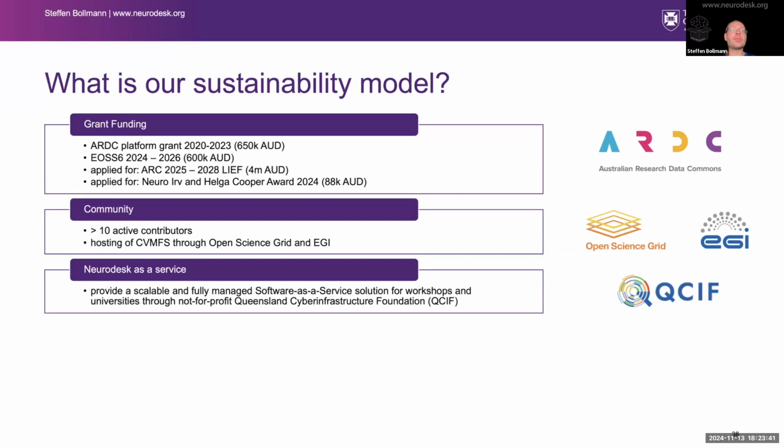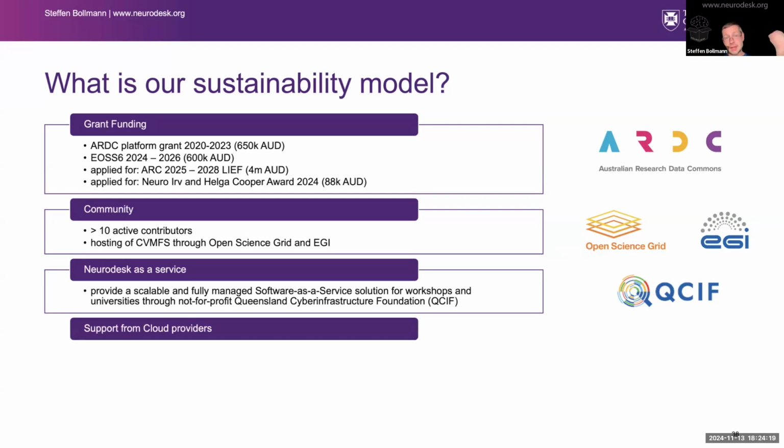And then we provide Neurodesk as a service as well. This goes through a not-for-profit foundation, which is called the Queensland Cyber Infrastructure Foundation. What they do is they provide Neurodesk at a certain cost, for example, for a conference, for a workshop, or for a university. So let's say you don't want to use the open source software and do everything yourself. You can go to QCIF and say, I want this professionally managed. I want a service contract. I want an SLA. I'm happy to pay money for that. And I want to use cloud resources, for example. And then QCIF can provision that and set it up in a way that it's really at scale and working really well with certain guarantees as well.